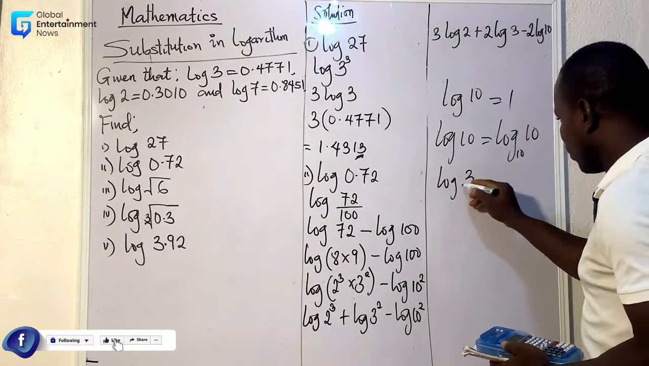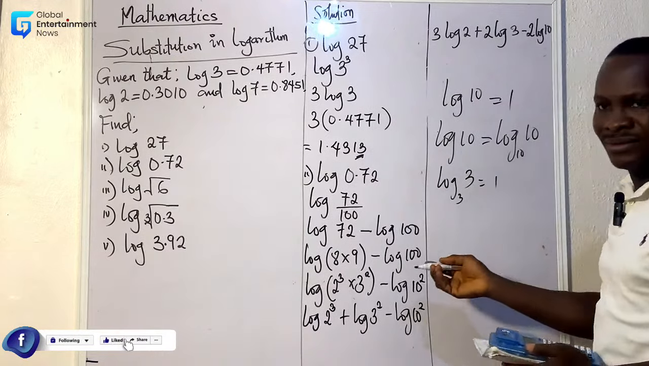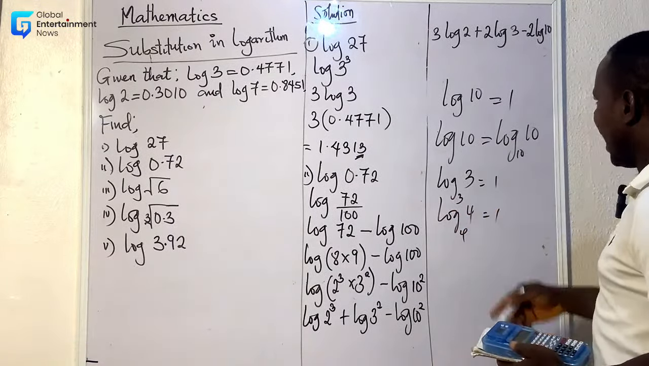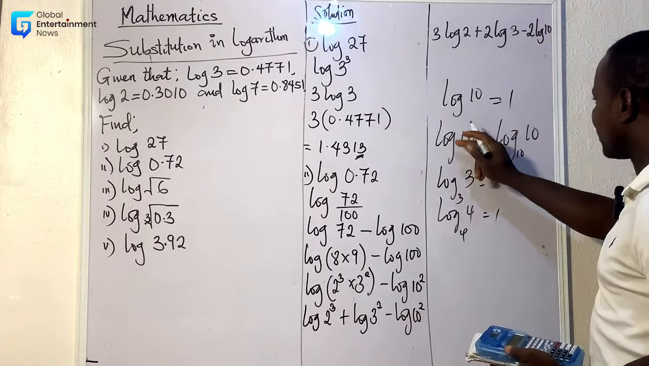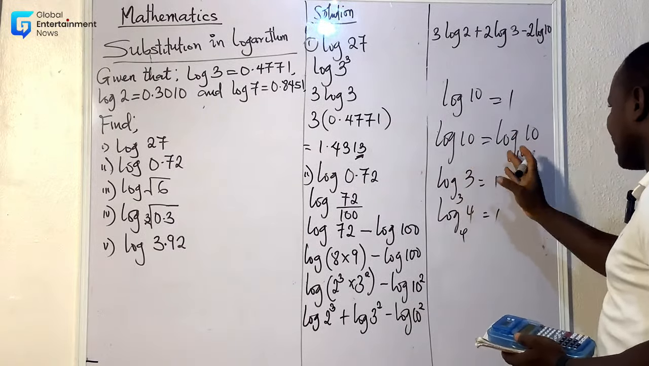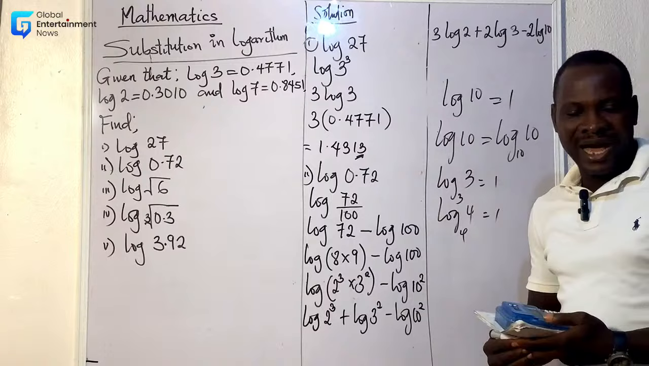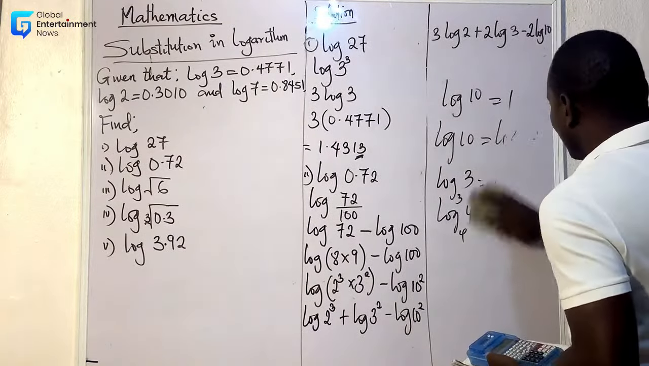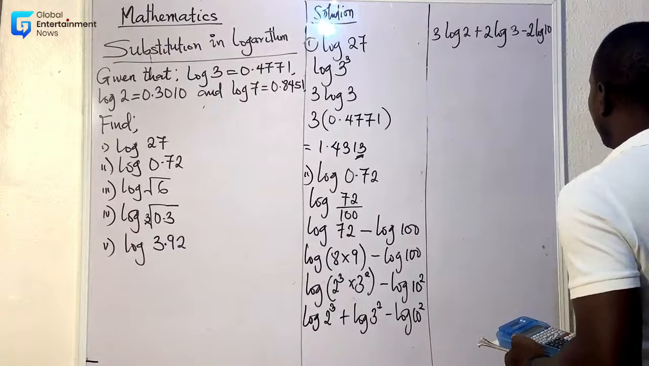Log 3 to base 3 is what, everybody? 1. Log 4 to base 4 is what? 1. And this one is neutral, and you know that the neutral base is the same thing as log 10 base 10. And log 10 base 10 is what, everybody? 1. So this one will surely turn to 1.